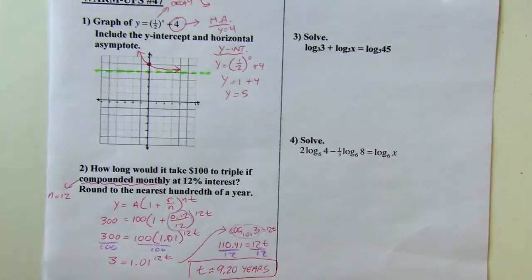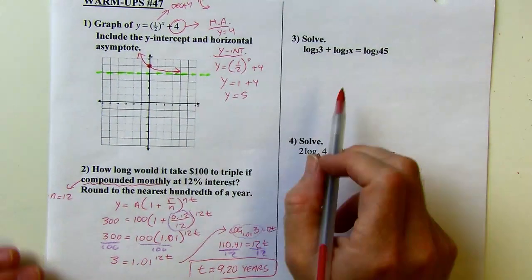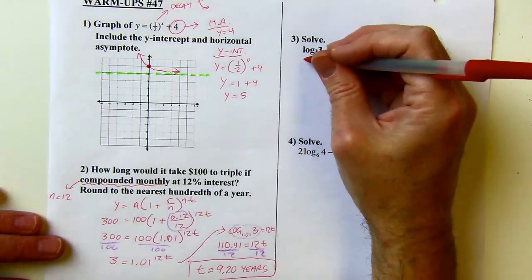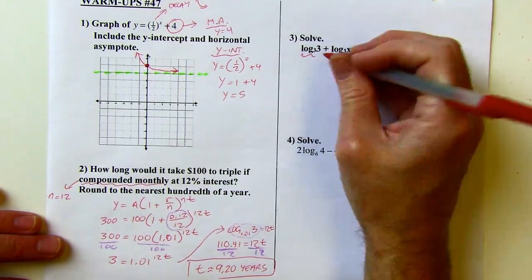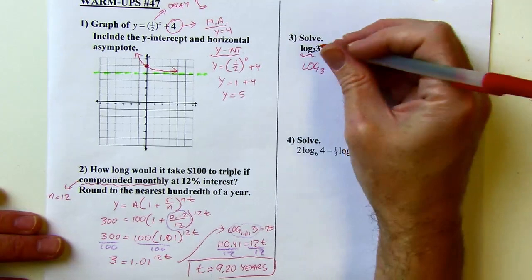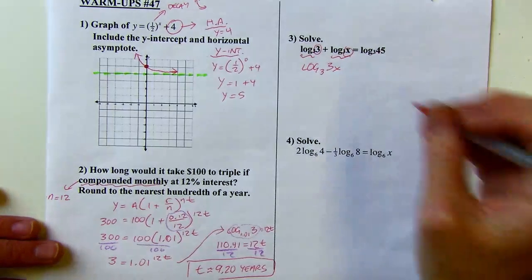Okay? All right, next up, let's solve this equation. I've got multiple logs here, so let's start combining logs. They all have the same base, so that's good news. I can combine these two. They have the same base, and when I'm adding 2 logs with the same base, just multiply the contents together. So I'm multiplying 3 and x to get 3x. Okay?